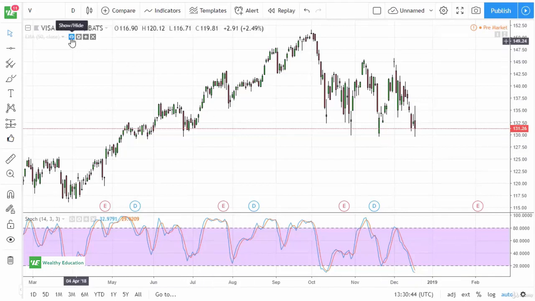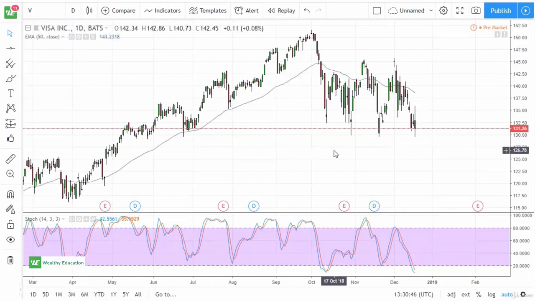So what I will do, a lot of traders will do this, is they'll put a moving average up. This is a 50-day EMA. And you can see that it's drifting slightly lower here, but it's more sideways than it was here. So what does this tell us? This tells us that we will get a lot of false signals out of the stochastic in this uptrend.